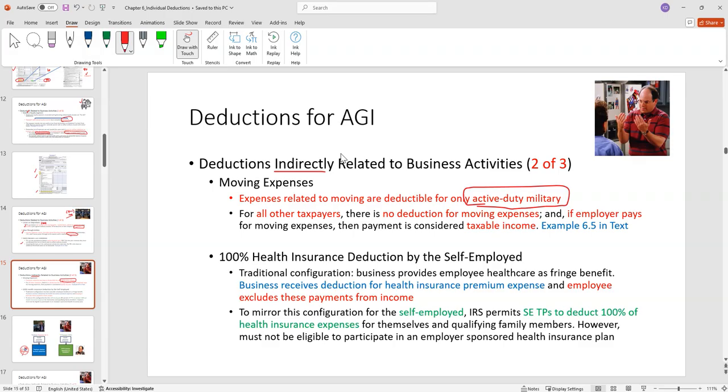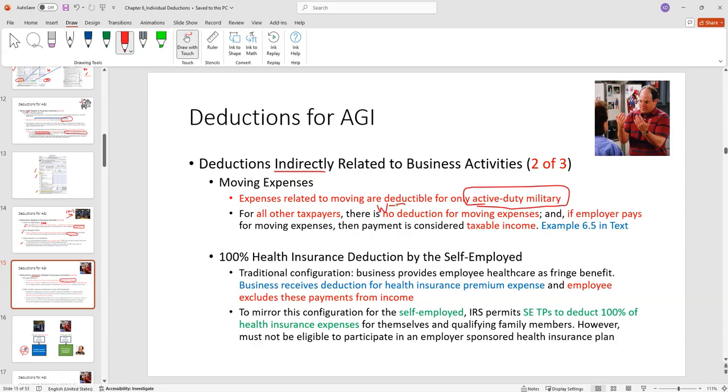Compare that with, hey, I got a job offer at an accounting firm 3 states away, and I have to rent my own pod storage system to move all my stuff. No deduction for that. So a traditional W-2 employee, no deduction. But active duty military, yes. So that's the setup there.